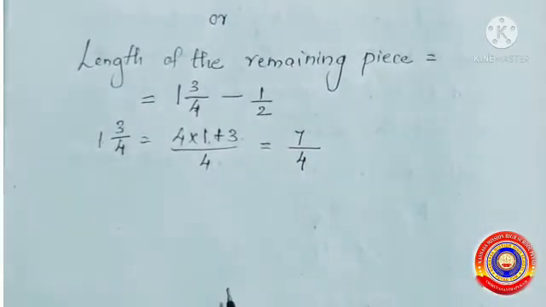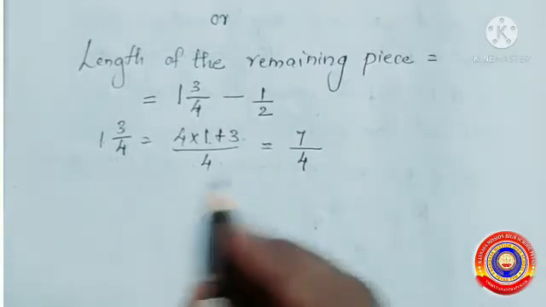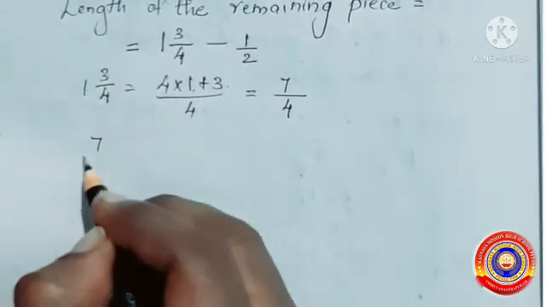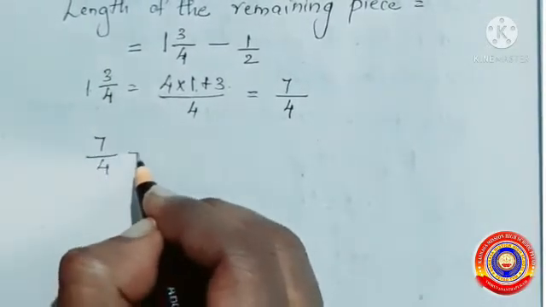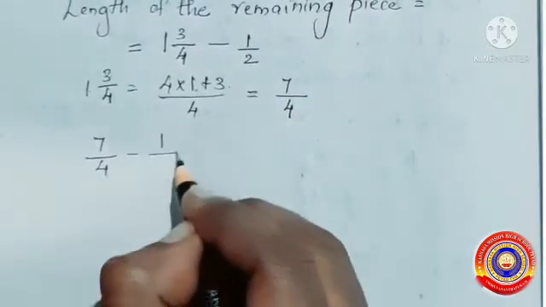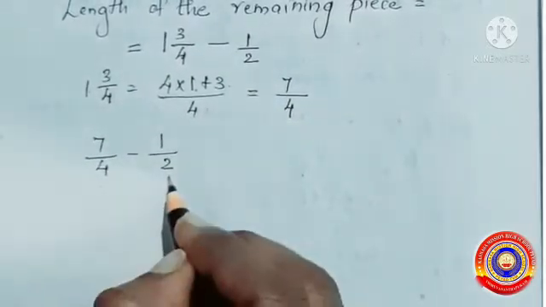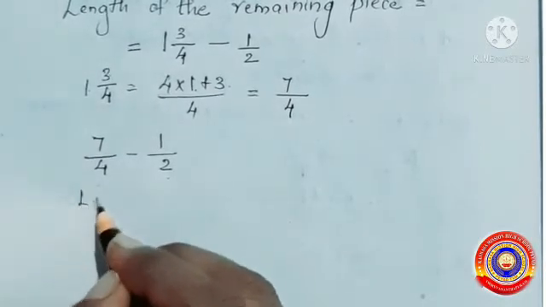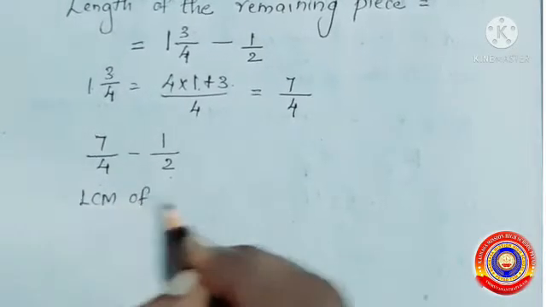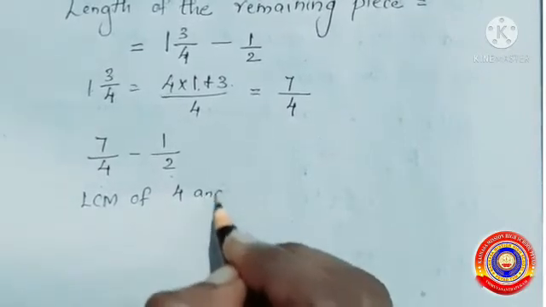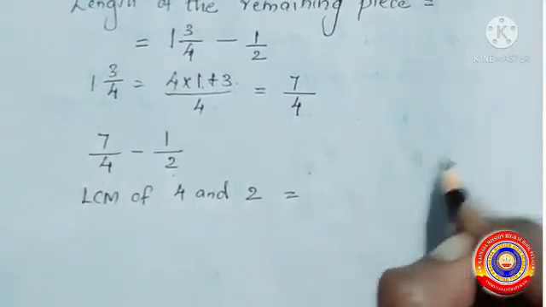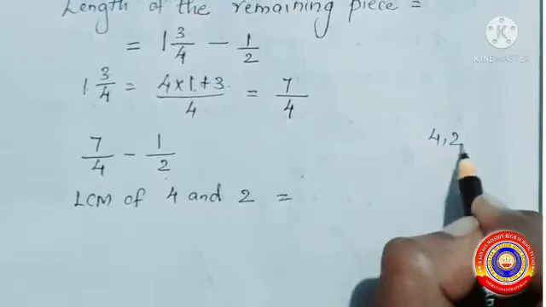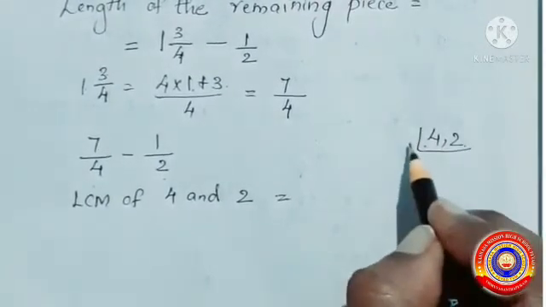Now, we have to subtract 1 by 2 from 7 by 4. Then we can write it as 7 by 4 minus 1 by 2. Here, the denominators are not the same. That means they are not like fractions. We have to convert them into like fractions. For that, we have to find the LCM of 4 and 2.